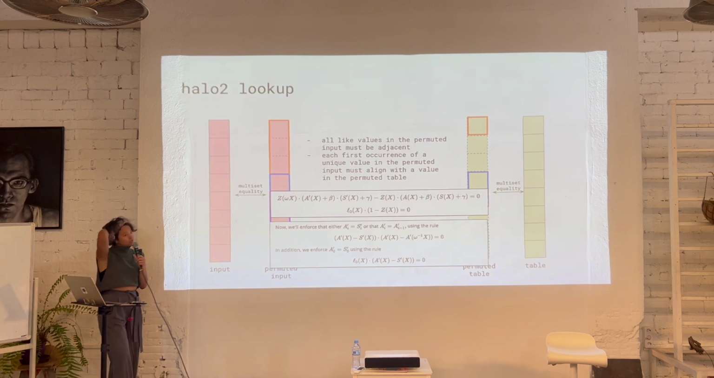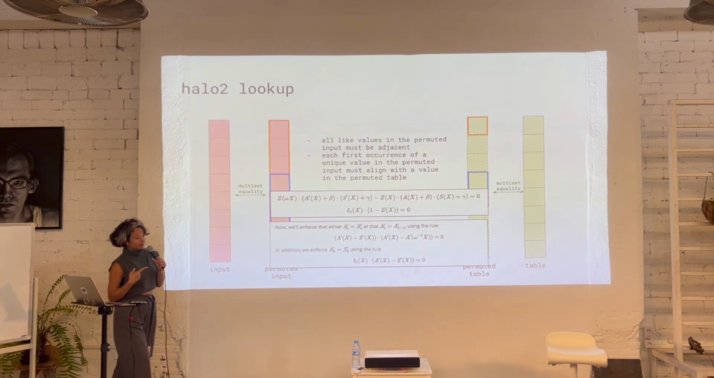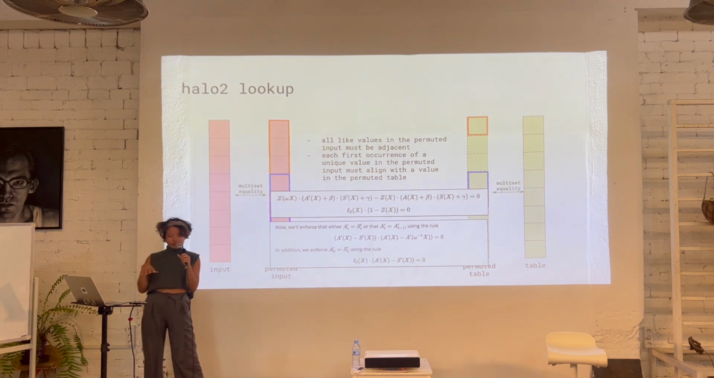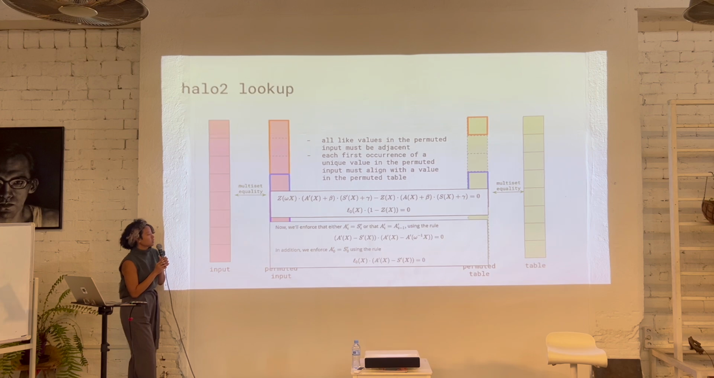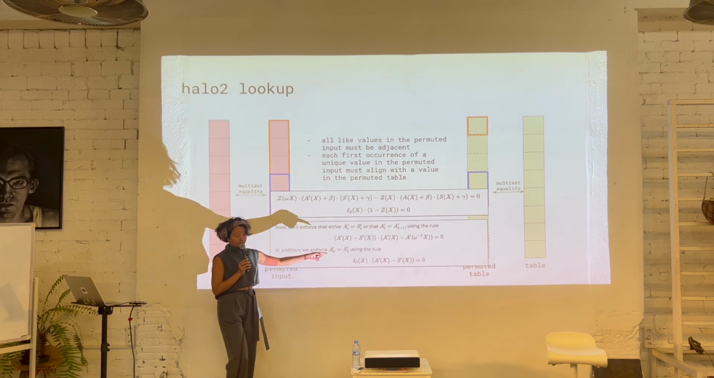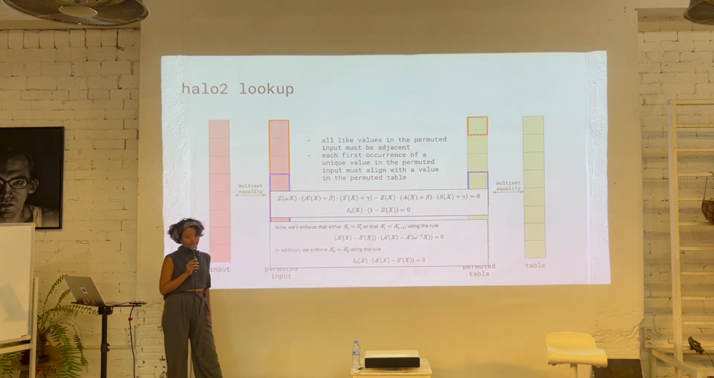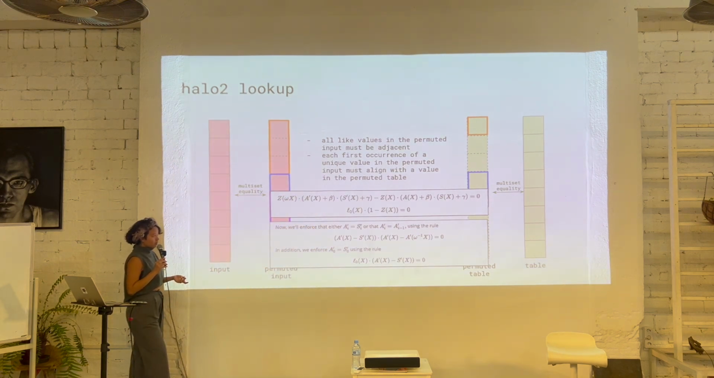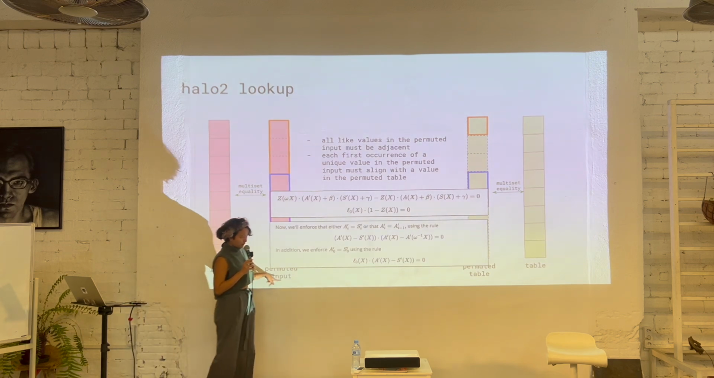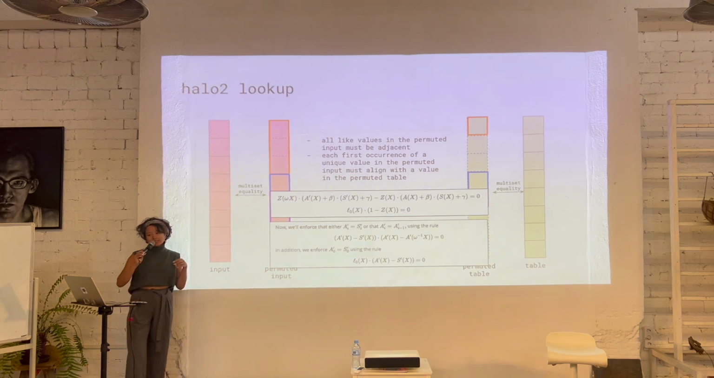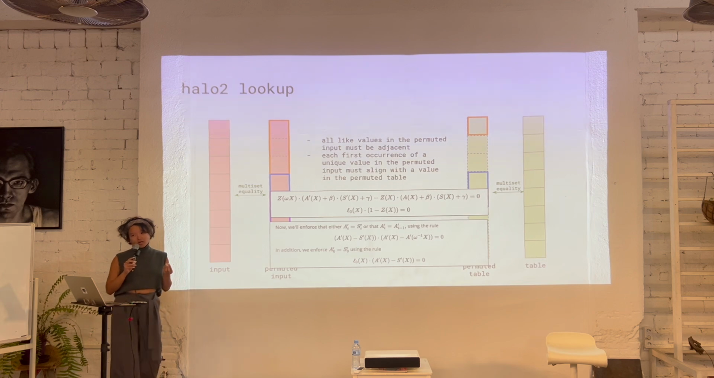So now, what is the problem with this proto-lookup? It's expensive for the prover. The prover has to commit to not just the input and the table. And by the way, notice the prover always commits to the full table, even if it's only using like 3 elements in it. The prover also has to commit to this permuted input and permuted table. And commitments in elliptic curve world are expensive. They're full cryptographic operations.